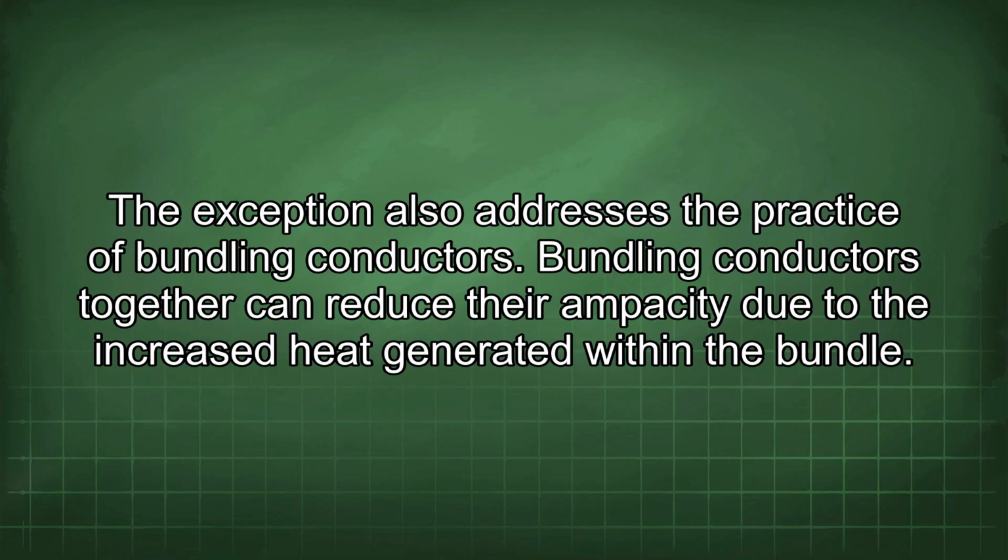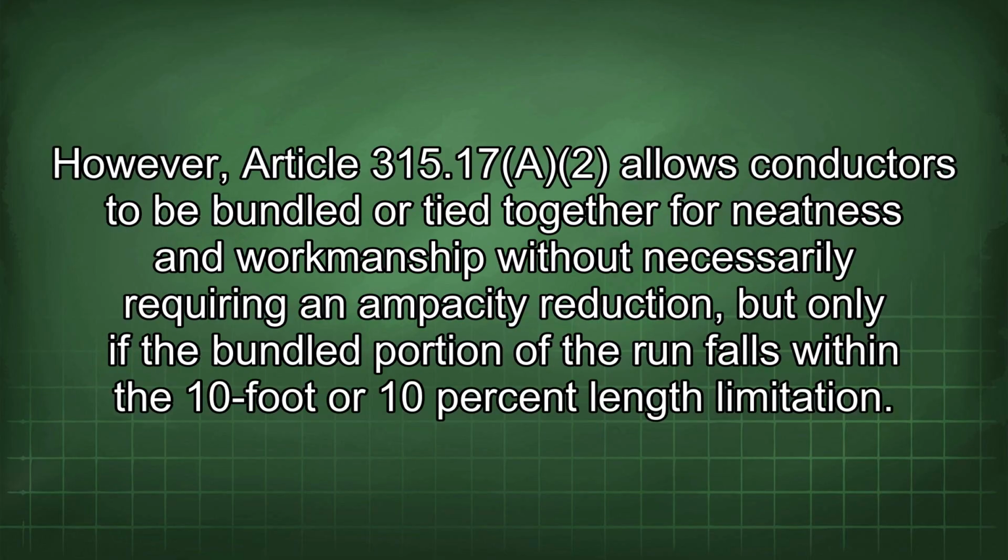The exception also addresses the practice of bundling conductors. Bundling conductors together can reduce their ampacity due to the increased heat generated within the bundle. However, Article 315.17(A)(2) allows conductors to be bundled or tied together for neatness and workmanship without necessarily requiring an ampacity reduction, but only if the bundled portion of the run falls within the 10-foot or 10% length limitation.